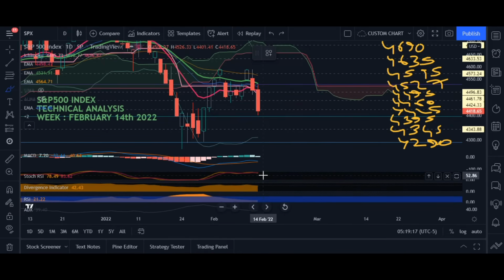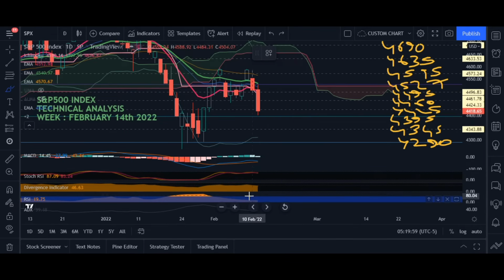Then comes the stock RSI. Stock RSI, if you see, the K channel is 78 and the D channel is 83, which means that it is bearish, but still it is trading above 50. Then comes the divergence. So divergence is normal, not a problem.